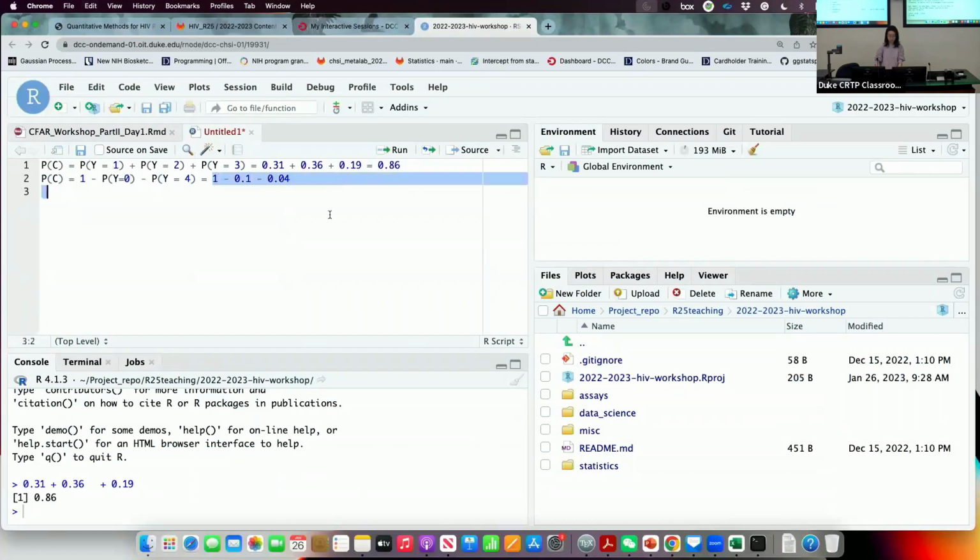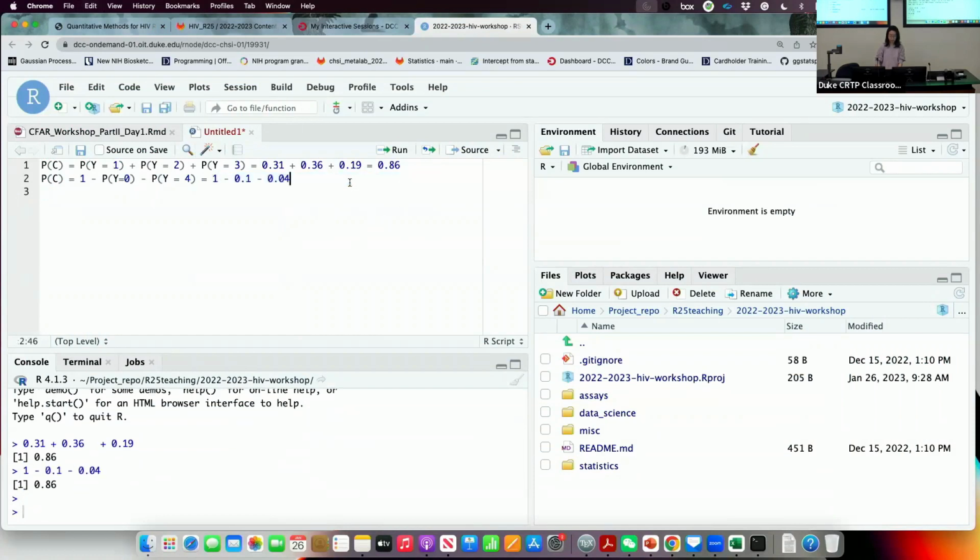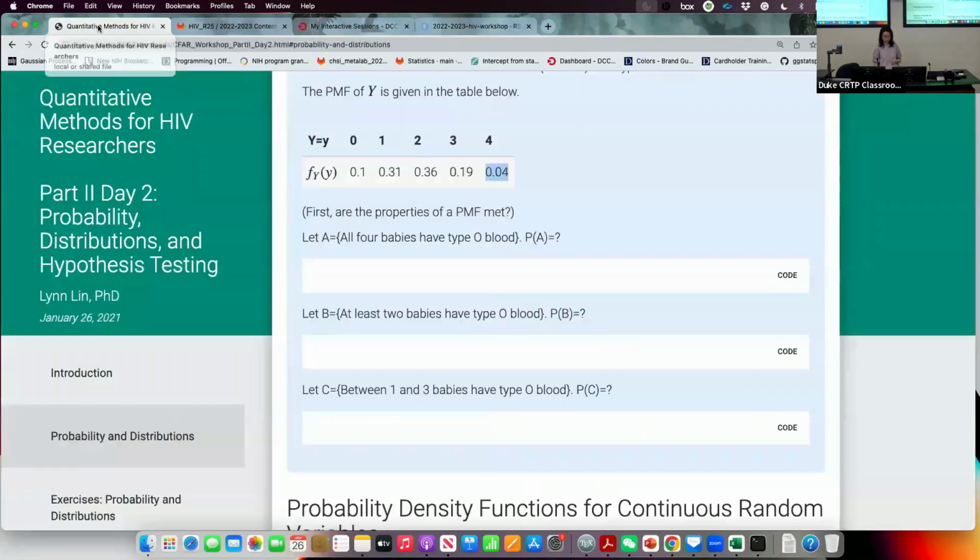Right, so if you copy this, again, we get to the same answer, 0.86, right? So basically, there were multiple ways to get to this particular probability. The same thing for this exercise: you can always use 1 minus the complement of the event B, so there were at most 1 babies that have type O blood.